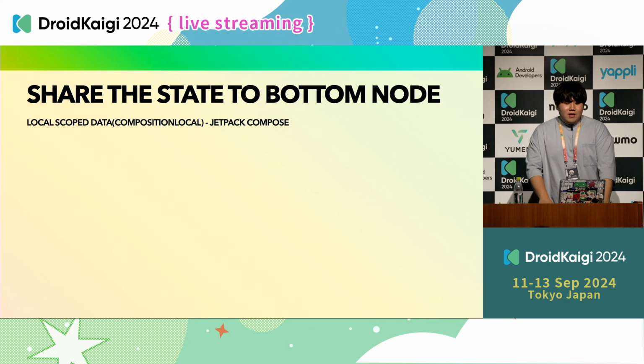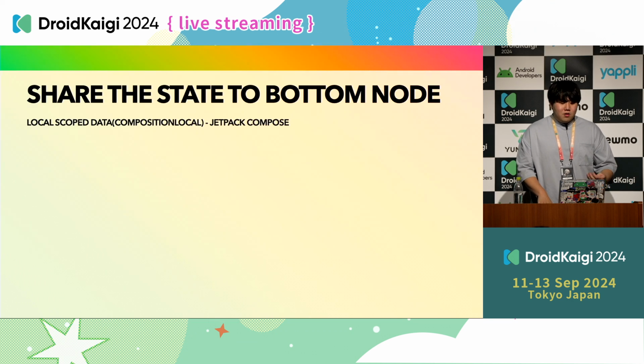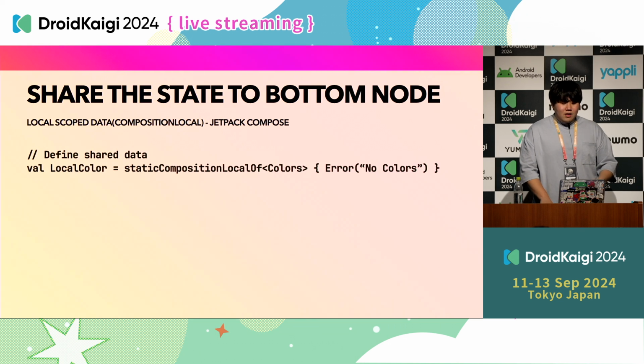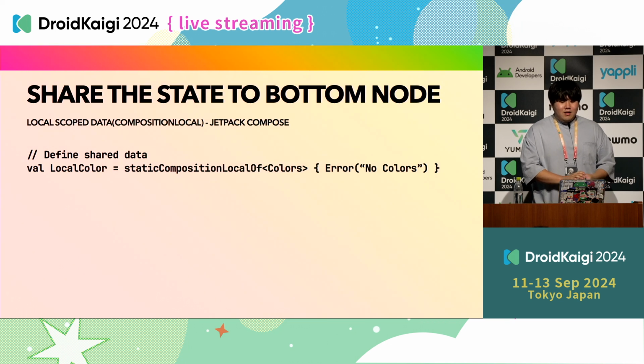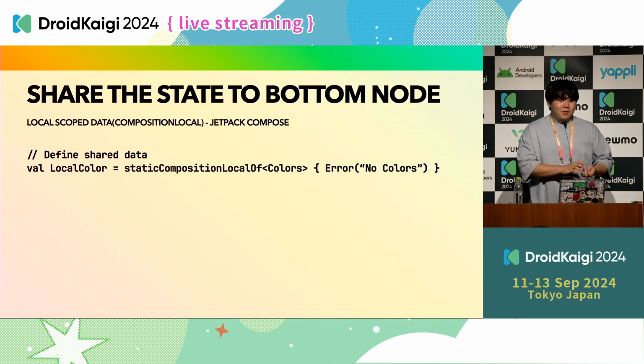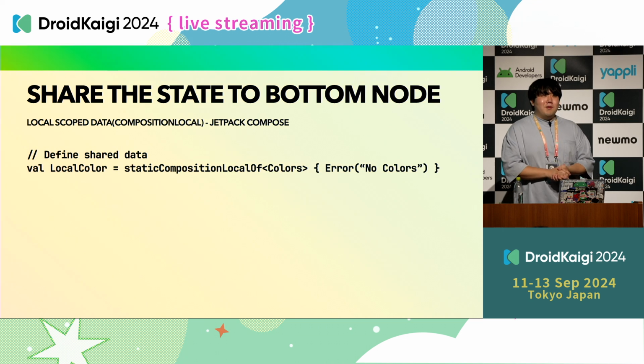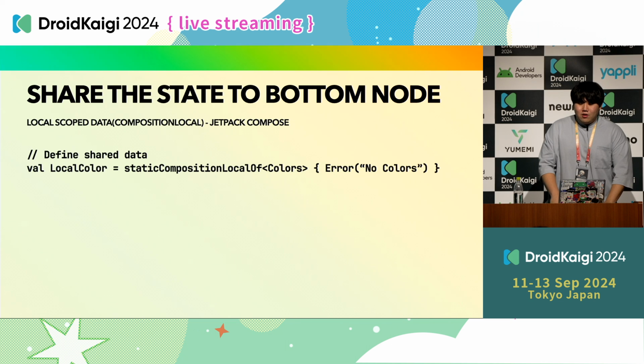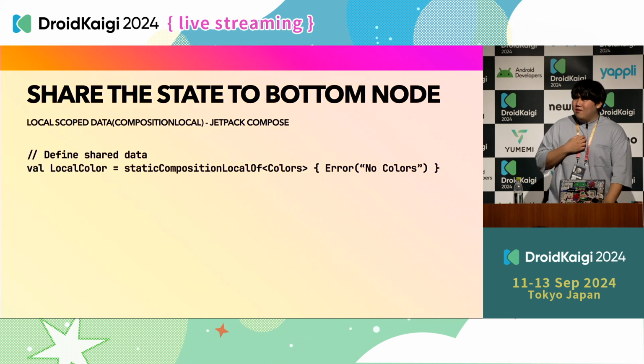Now, let's briefly go over how to use this feature in each library. Starting with Android, when using composition local, you declare a composition local object by using either composition local of or static composition local of. It's common practice to prefix the variable name with Local, so please keep that in mind. In a trailing lambda, you define a default value that will be used when no value is provided. In my case, I chose to set a value that triggers an error.